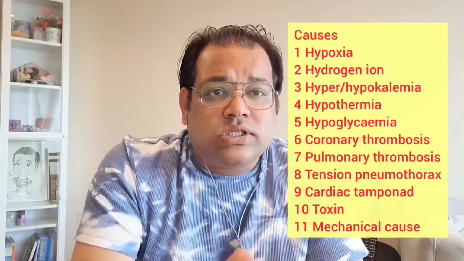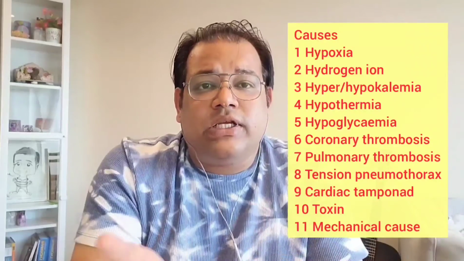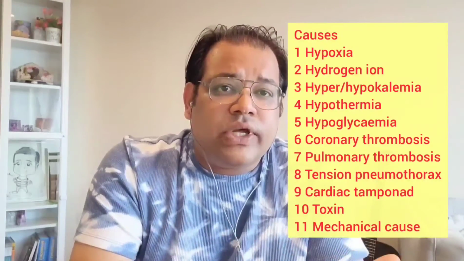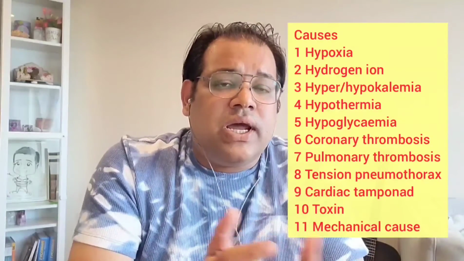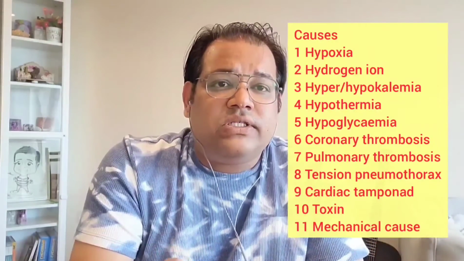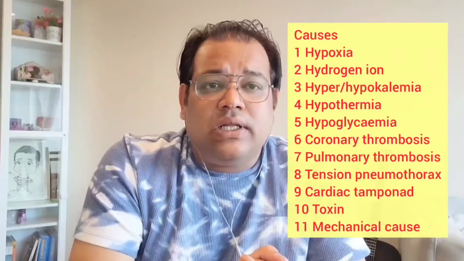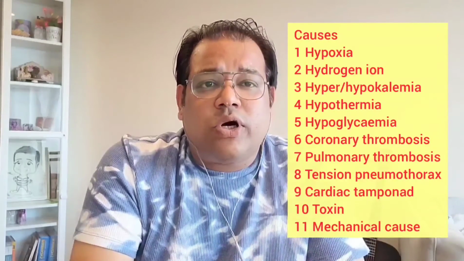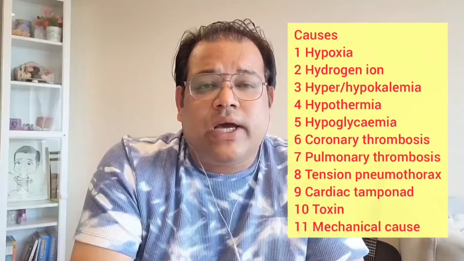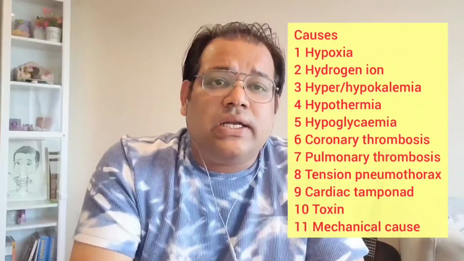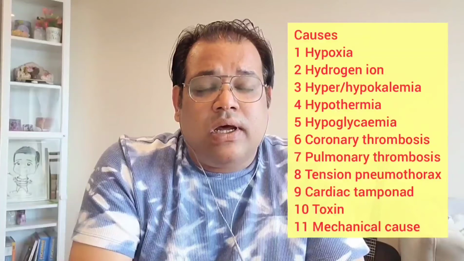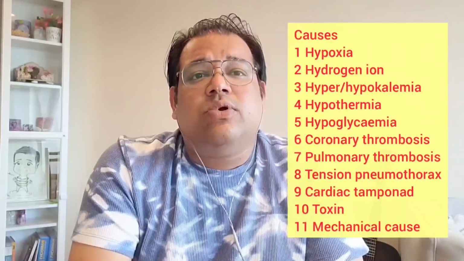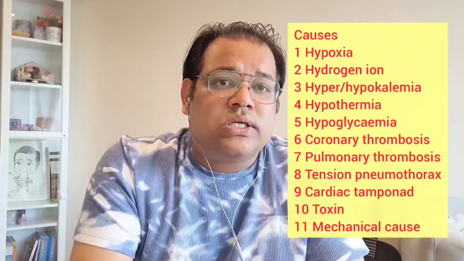Now, what are the causes for atrial fibrillation to happen? This, in general, can be applied to any of the arrhythmias that we see in the ICUs. These are your 5Hs and 5Ts, which you learn in ACLS management. The Hs include hypoxia, hypoglycemia, hypothermia, hydrogen ion, hyperkalemia. The Ts include coronary and pulmonary thrombosis, tension pneumothorax, cardiac tamponade, toxins.